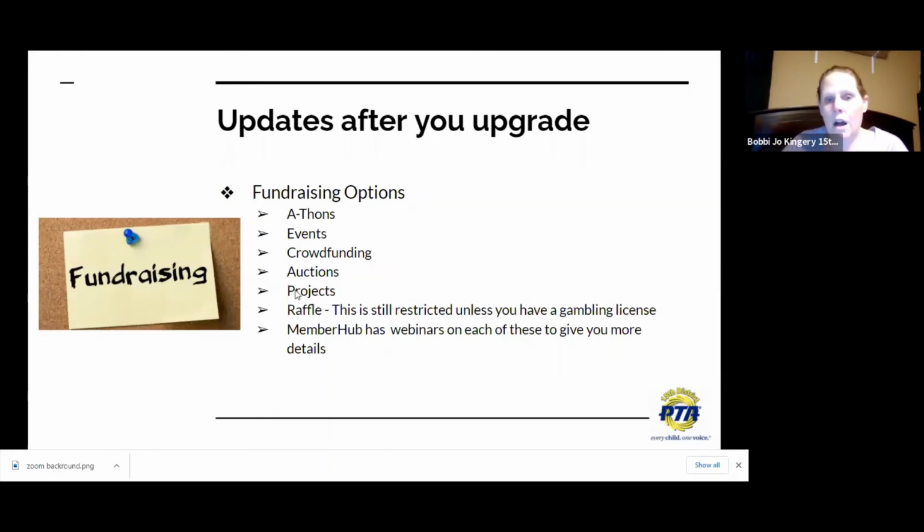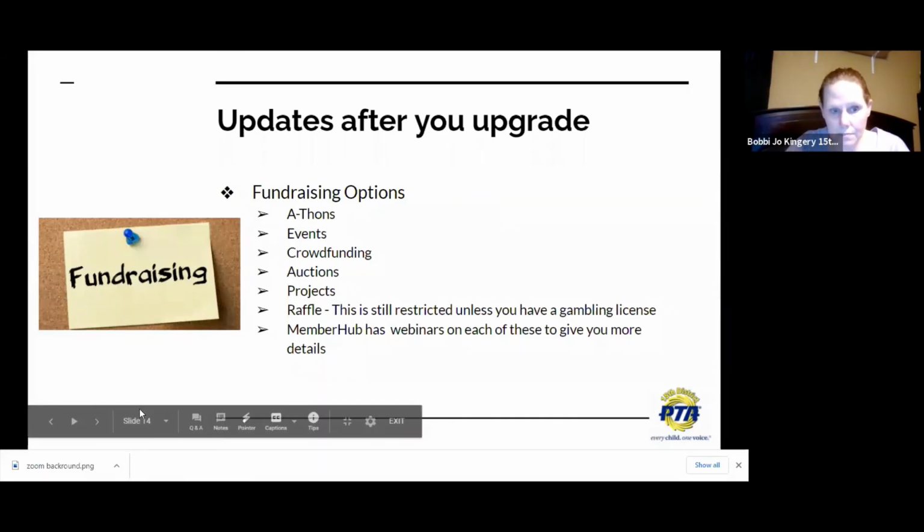Projects, I've not dabbled on the projects that much, but I've heard it's a really neat feature in there as well. Raffles, this is still restricted unless you have a gambling license here in Kentucky or in Jefferson County. MemberHub has webinars on each of these that give you details on each specific one. And again, you can ask to do a fundraiser option training with a one-on-one MemberHub specialist if you have questions.